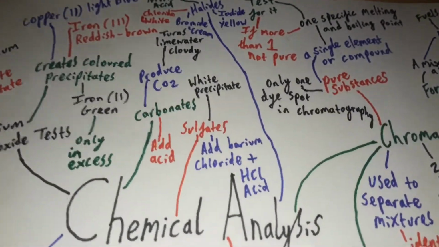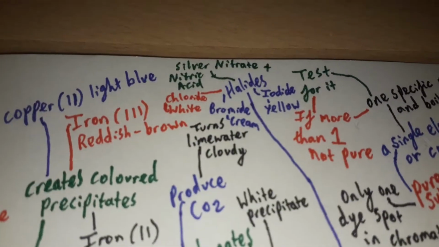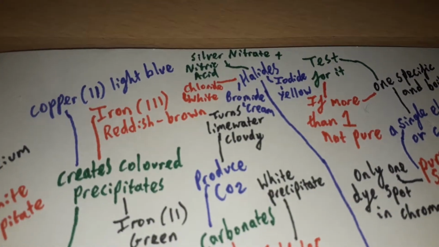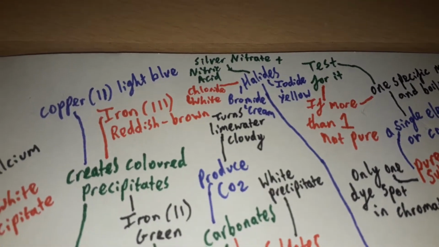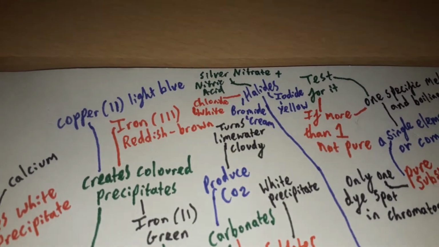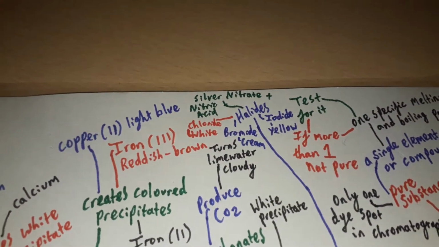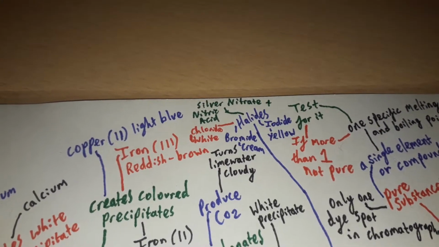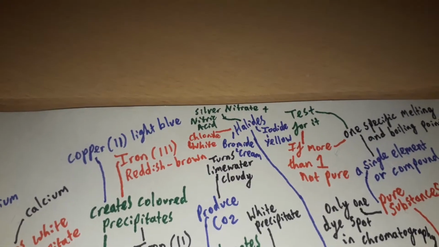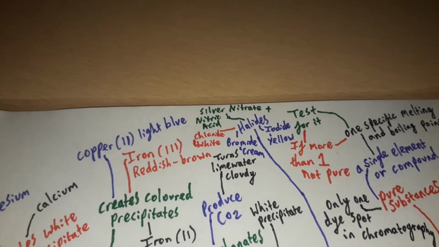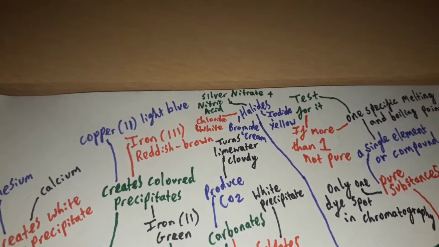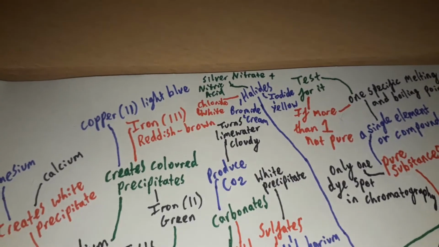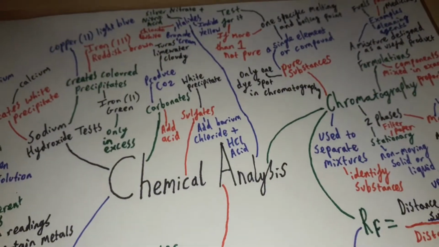So next, let's look at halides. A halide is something that we need to combine with silver nitrate and nitric acid. If the mixture turns white, then it's a chloride. If it turns cream, it's a bromide, and if it turns yellow, it's an iodide. So these are all things at the end of compounds, so it'd be something chloride, something bromide, or something iodide. So of course these are all tests for compounds.